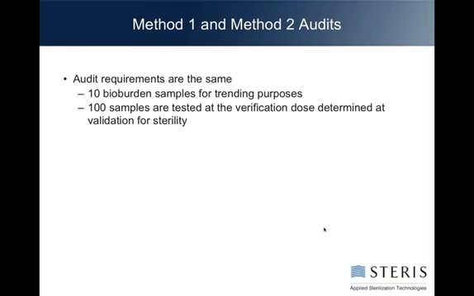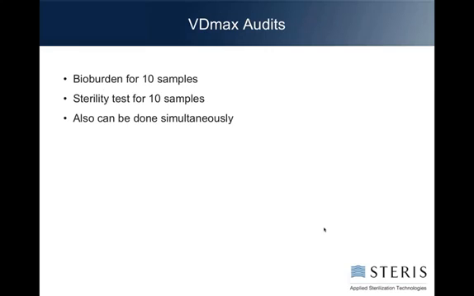Method 1 and Method 2 audits are identical. So for a Method 2 audit, you did a whole bunch of work up front to set the dose, but the audit is the same as a Method 1. You're doing the same 10 for bioburden as you did with VD Max, but you have the 100 for sterility testing. VD Max audits, 10 and 10.